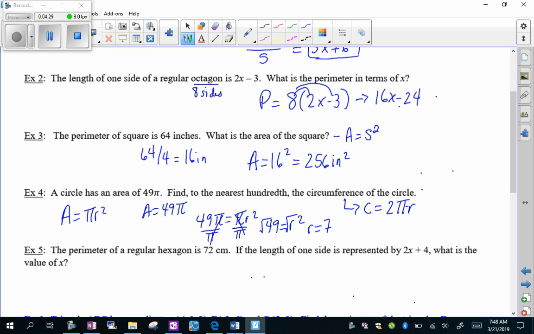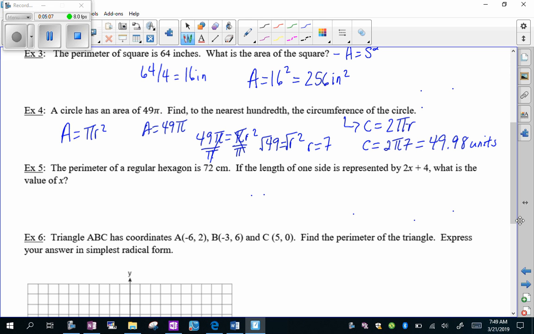Now I can plug that radius into my circumference formula. So C now equals 2 pi times 7, which when I plug into my calculator, and remember to use the pi button, I get 43.98, and let's call it units squared. No, I'm sorry, units, because we're talking about circumference, so we're not squaring. All right.